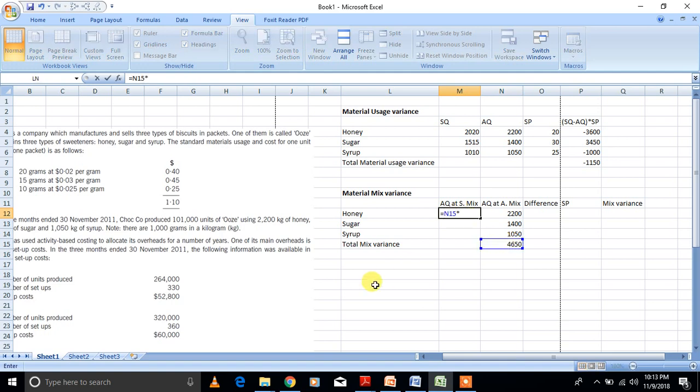What is the standard mix? Standard mix is 20, 15, 10. 20 plus 15 plus 10 is 45. So 20 divided by 45 multiplied by total. Equals total multiplied by 15 divided by 45. Equals total multiplied by 10 divided by 45. 20, 15, 10 is the ratio. Let me adjust this to 2 decimals.